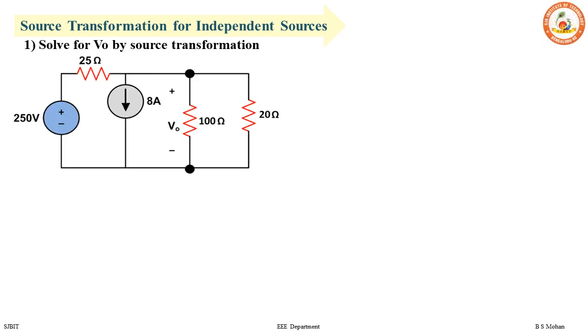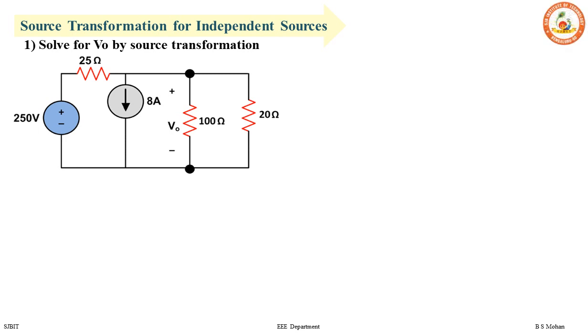So let us see a problem with respect to source transformation. Here is a circuit. They are asking us to solve for V0 explicitly by source transformation. So what is V0 here? They have given the polarity. So V0 is actually a multimeter or a voltmeter, analog or digital, where if they keep the positive probe at the top and negative probe at the bottom, what is the drop that reads across 100 ohms?